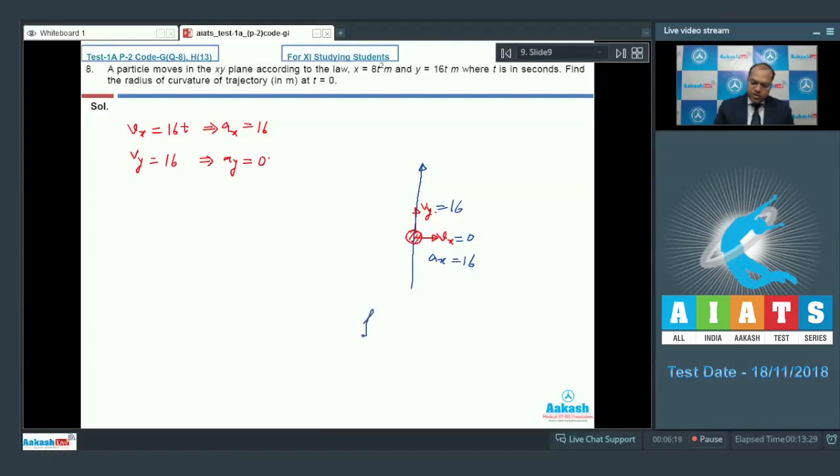So the radius of curvature is equal to v square, that is 16 square, divided by the component of acceleration perpendicular to the net velocity. The component of acceleration perpendicular to net velocity in this direction is 16. So it is 16 meter. So the correct answer for question number 8 is 16. Let's move to question number 9.